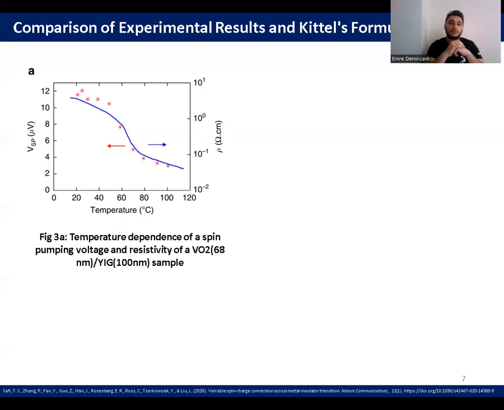In addition to the change in the transverse spin pumping voltage magnitude, a shift in the peak point of the spin pumping signal is also observed. This can be explained by the decreasing saturation magnetization, which is called MS, at higher temperatures.